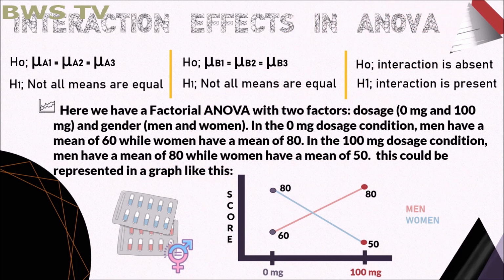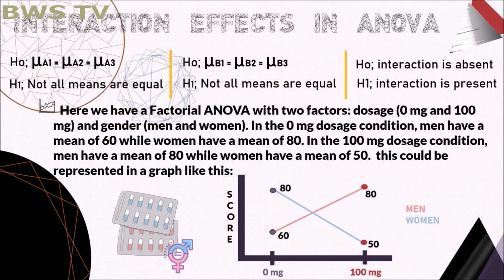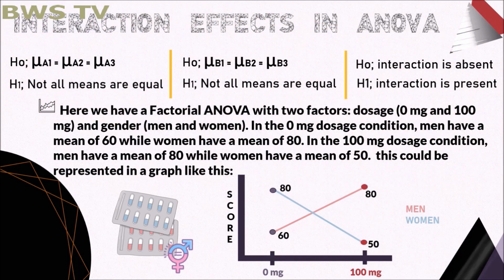You can see that the lines for men and women cross. If the lines cross like this, that means you have an interaction effect in your ANOVA. Basically, what interaction means is that the effect at one level depends on the other level. So for example, at 0 milligrams, men are lower than women, but at 100 milligrams, men are higher than women. So the effect of gender depends on what level of dosage you're at, and the effects of dosage depends on what level of gender you're at. The variables have interacted in this way.